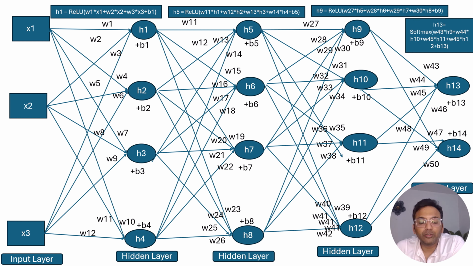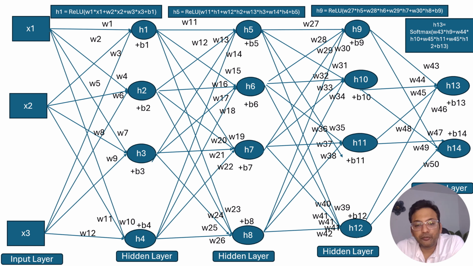Then at the top here, I wrote the function we are using, which is a ReLU. We pass this value into a ReLU function, and the outcome is called H1. In the same way we have H2, H3, H4. Now we have the first hidden layer.